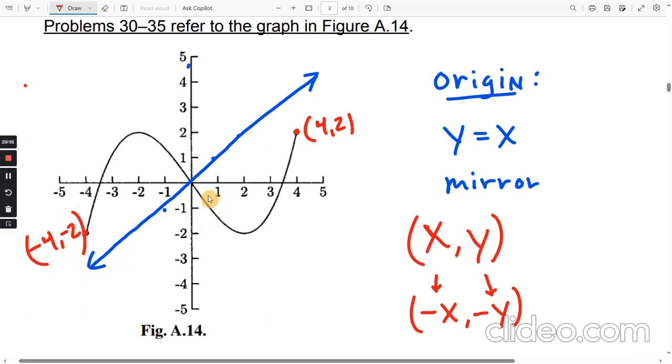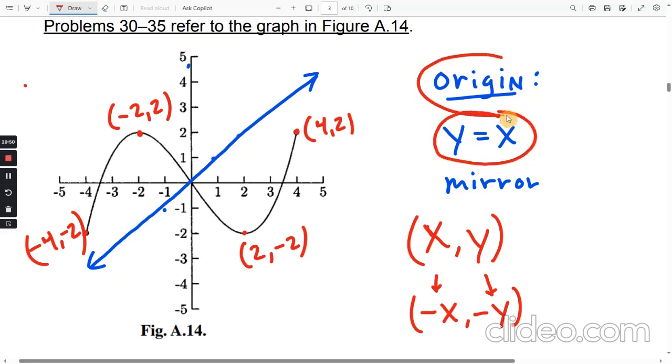Let's check another one. Look at this point here. That's going to be x equals 2, y equals negative 2. So change it to negative 2, positive 2. Let's see, negative 2, positive 2. Yep, that point exists as well. All right, so it looks like it's good. If we do (1, -1), we have (-1, 1). All right, and so on. It works for every single one of them. So this right here is origin symmetry.